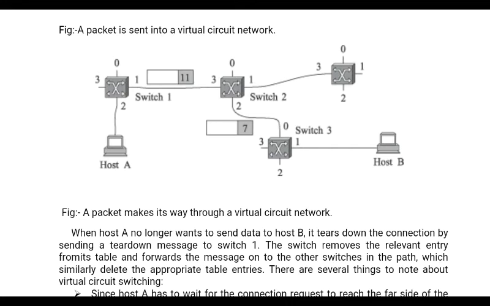Now when this request is received by host B, if host B is ready to accept the connection, is it clear? If host B is willing to accept the connection, host B is going to send an acknowledgement. Is it clear? The acknowledgement is transmitted from host B to switch 3. At that time it is going to choose the VCI. It is going to choose the VCI as 4 for that particular connection.